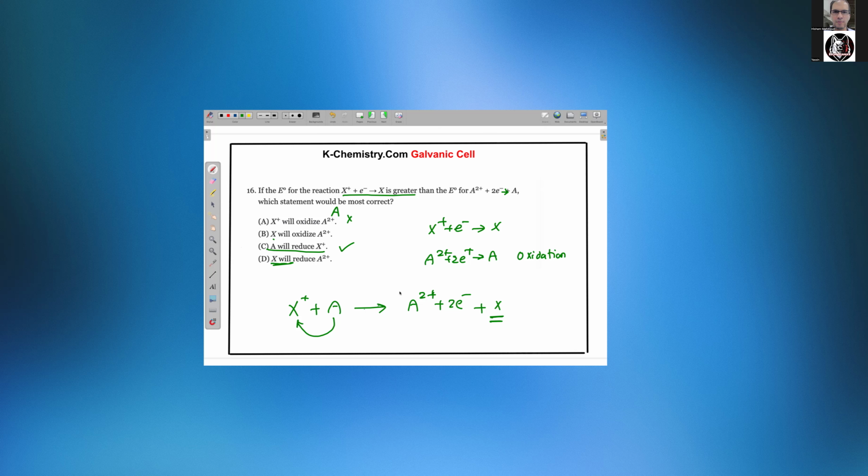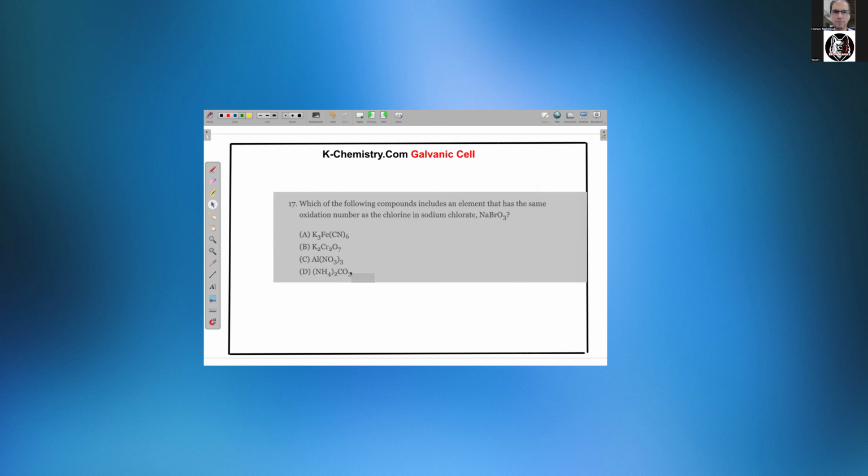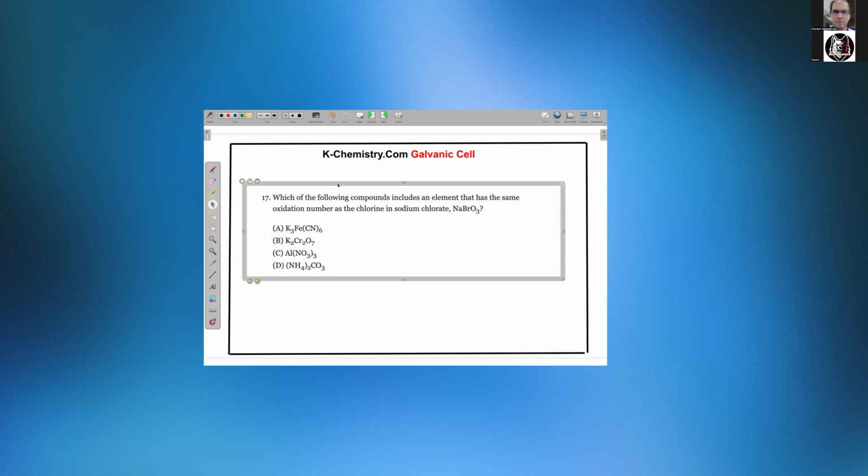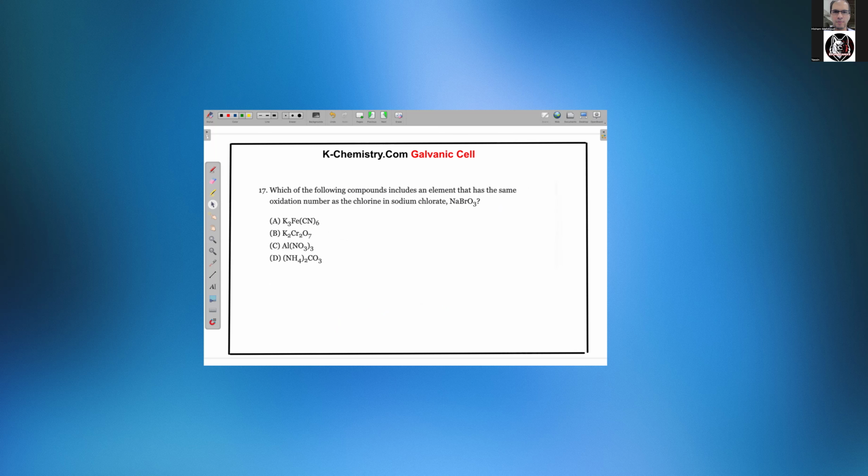Like, which of the following compounds include an element that has the same oxidation number as the chlorine in sodium chlorate, NaClO3? Has the same oxidation number as the chlorine in the sodium chlorate, and he has put bromide. What happened to the book? They have lost their minds. So it's saying chlorate, and they put bromine. So let's say NaClO3. Let's cover for them.